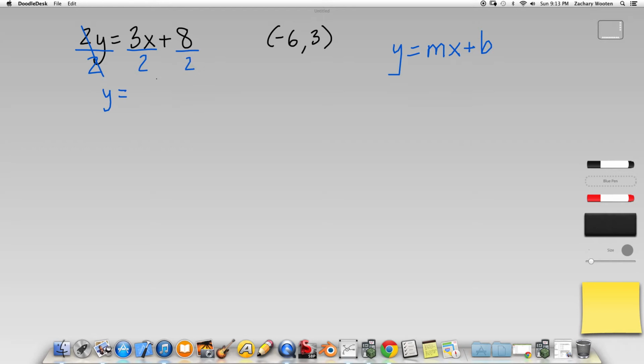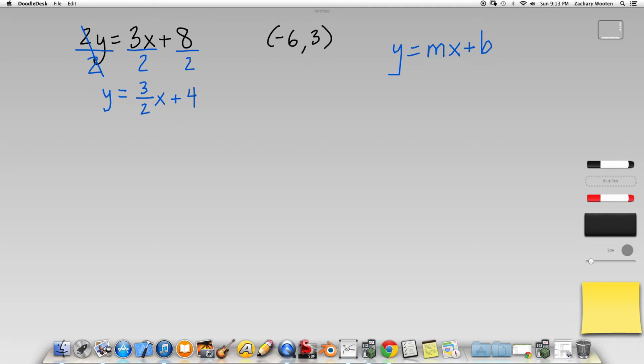So I have 3x divided by 2, so 3 divided by 2, since that's not a nice number, I'm going to leave that as a fraction, since it's not an integer, a whole number. And then we're going to add whatever 8 divided by 2 is, which is an integer value. 8 divided by 2 is 4. So I have 3 over 2 x plus 4.